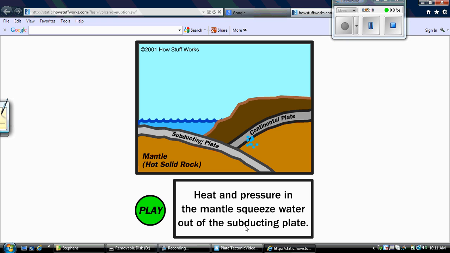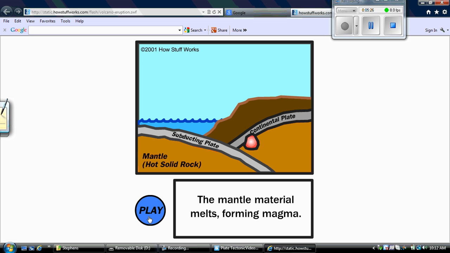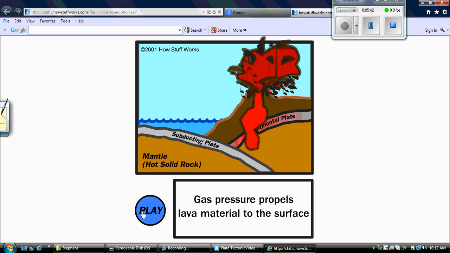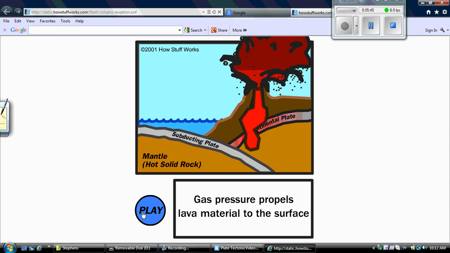And then you have heat and pressure in the mantle squeeze water out of the subducting plate. It also squeezes magma. The mantle material melts, so the part of the oceanic crust, which is made up of rock, melts and turns into magma. Then the magma is pushed up through the crust and forms a magma chamber. And I bet you can guess what's going to happen. Then a lot of pressure is going to propel that lava up, and we're going to have volcanoes on the continent. So whenever you have an oceanic plate and a continental plate colliding, the continental plate will have volcanoes.